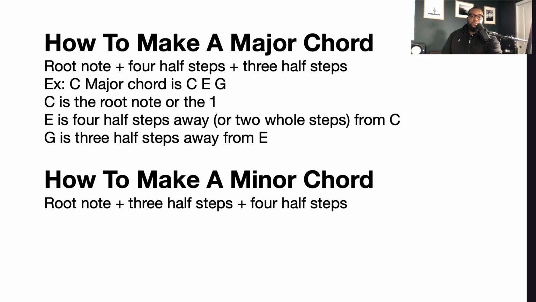So we talked about how to make a chord. You take your root note plus 4 half steps, 3 half steps, right? And here's an example for you. And then we talked about how to make a minor chord, right? And so it's the root note plus 3 half steps and 4 half steps.